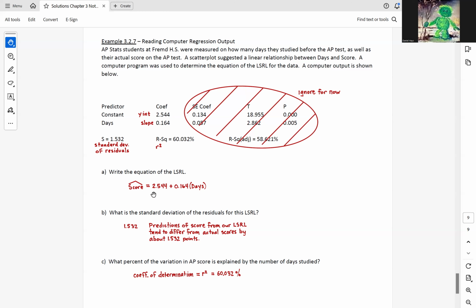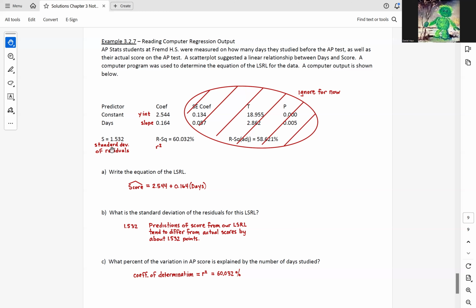So we can take these two numbers in the coefficient row and convert them into an actual equation of an LSRL. As you can see, I've done that in part A. Predicted score, being the response variable, is equal to our constant intercept of 2.544 plus our slope coefficient times the x variable, which is number of days. I could have alternatively put a y and an x here if I had defined those above.